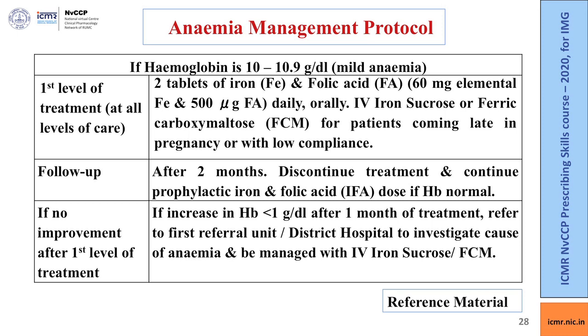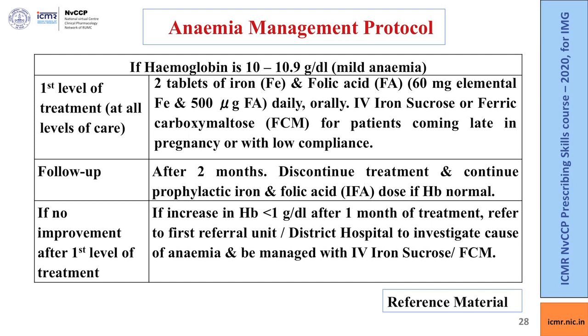Treatment plan for mild anemia is given. As an Indian medical graduate, the treatment to be prescribed by you at the first level of treatment at all levels of care are 2 tablets of iron and folic acid containing 60 mg of elemental iron and 500 microgram of folic acid daily. Consider parenteral iron therapy for IV iron sucrose or ferric carboxymaltose for patients coming late in pregnancy or with low compliance to oral therapy.